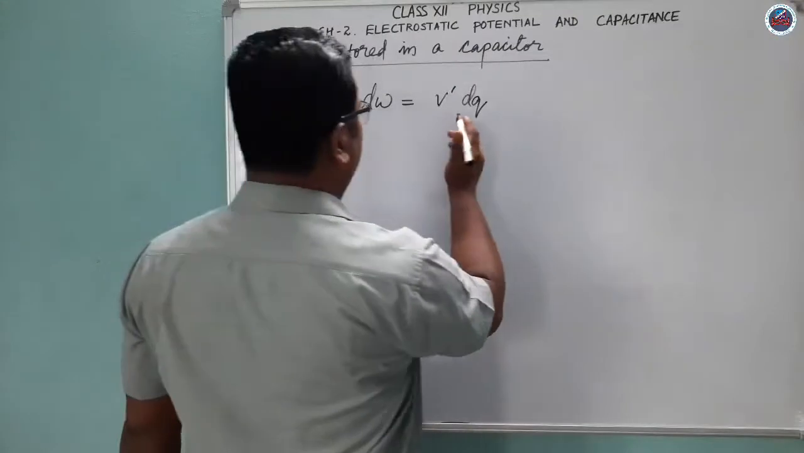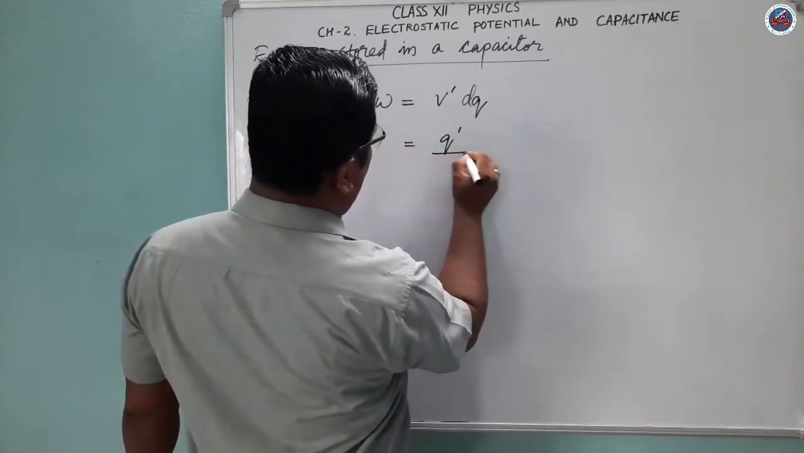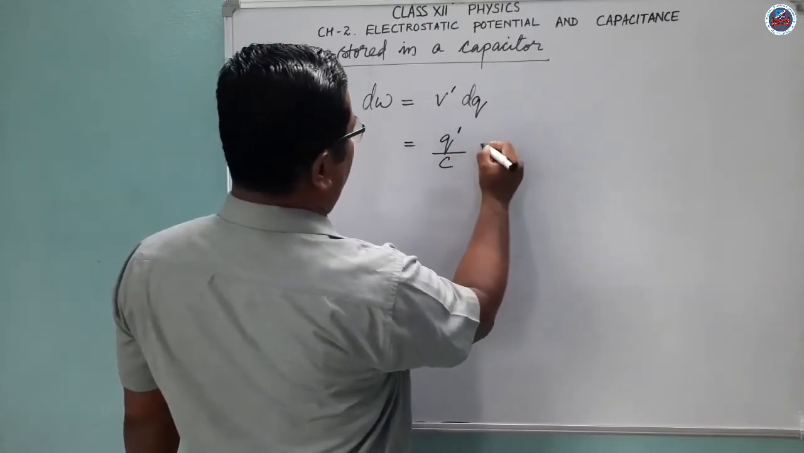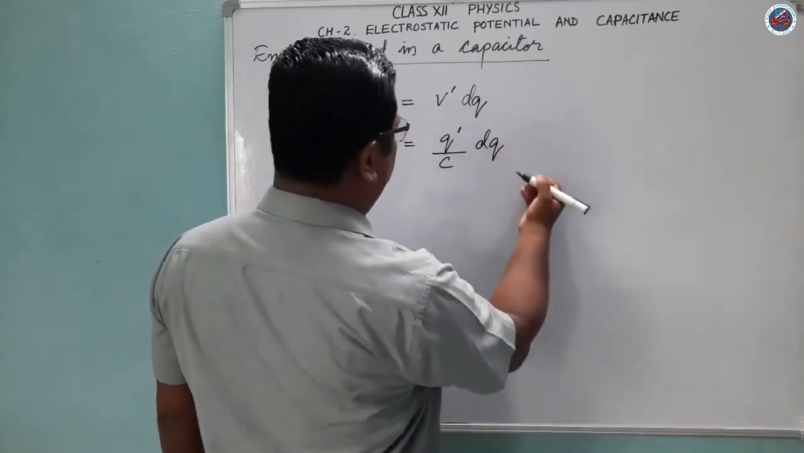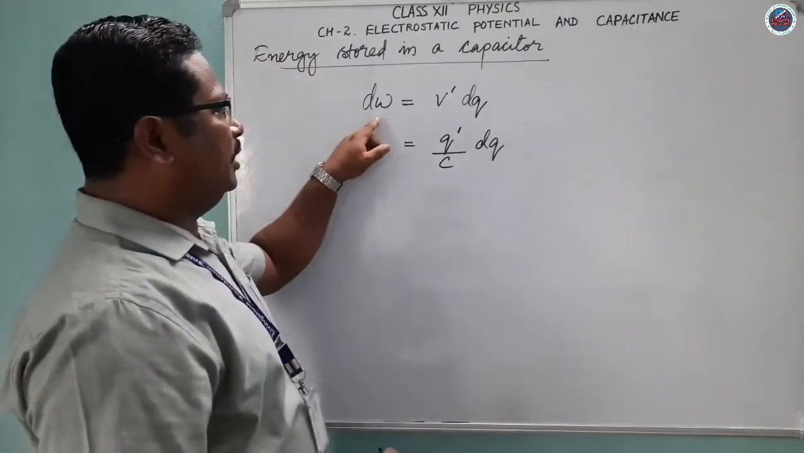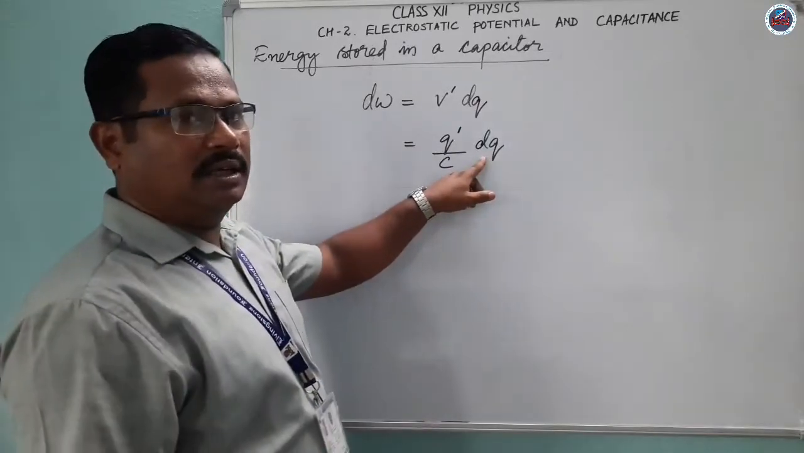And this can be written as V dash is equal to Q dash divided by C. Suppose the charge was Q dash, and then the charge that you brought is dq. This is the small work done in bringing the small charge dq from one plate to the other plate.